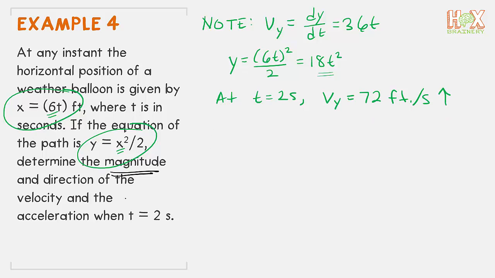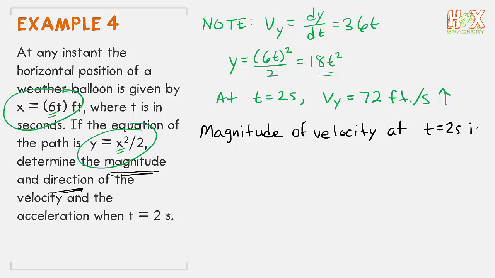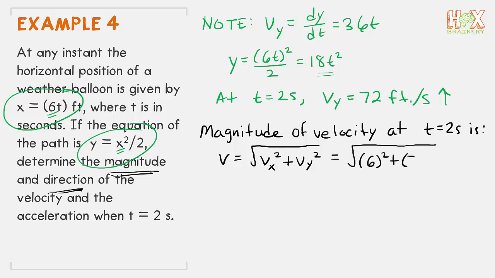All right, so now I want to finish up by finding the magnitude and the direction for this velocity. So the magnitude of velocity at t equals 2 seconds is v, which is going to be equal to the square root of the sum of the components squared. There's our formula, so I'm just going to go ahead and plug in. This here was 6, and this was 72.